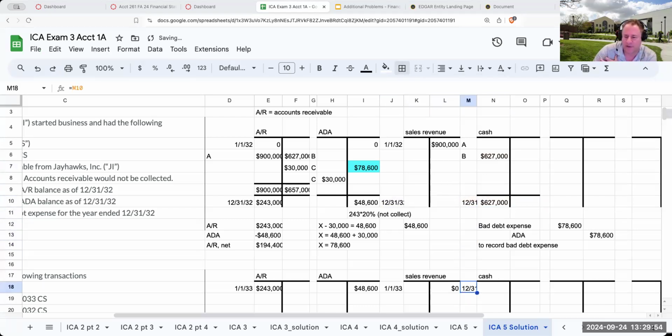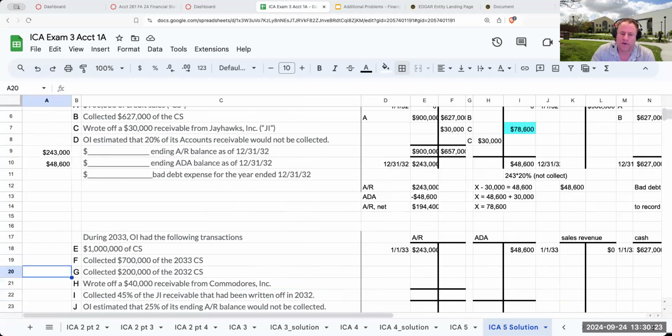And coming over here, 1/1/33. And if I really wanted to be particular, I could also put in here bad debt expense from our last one of 78.6. Now, expenses, revenues, and dividends get closed out to 0. So this is also going to get zeroed out. It's going to be closed out to retained earnings.